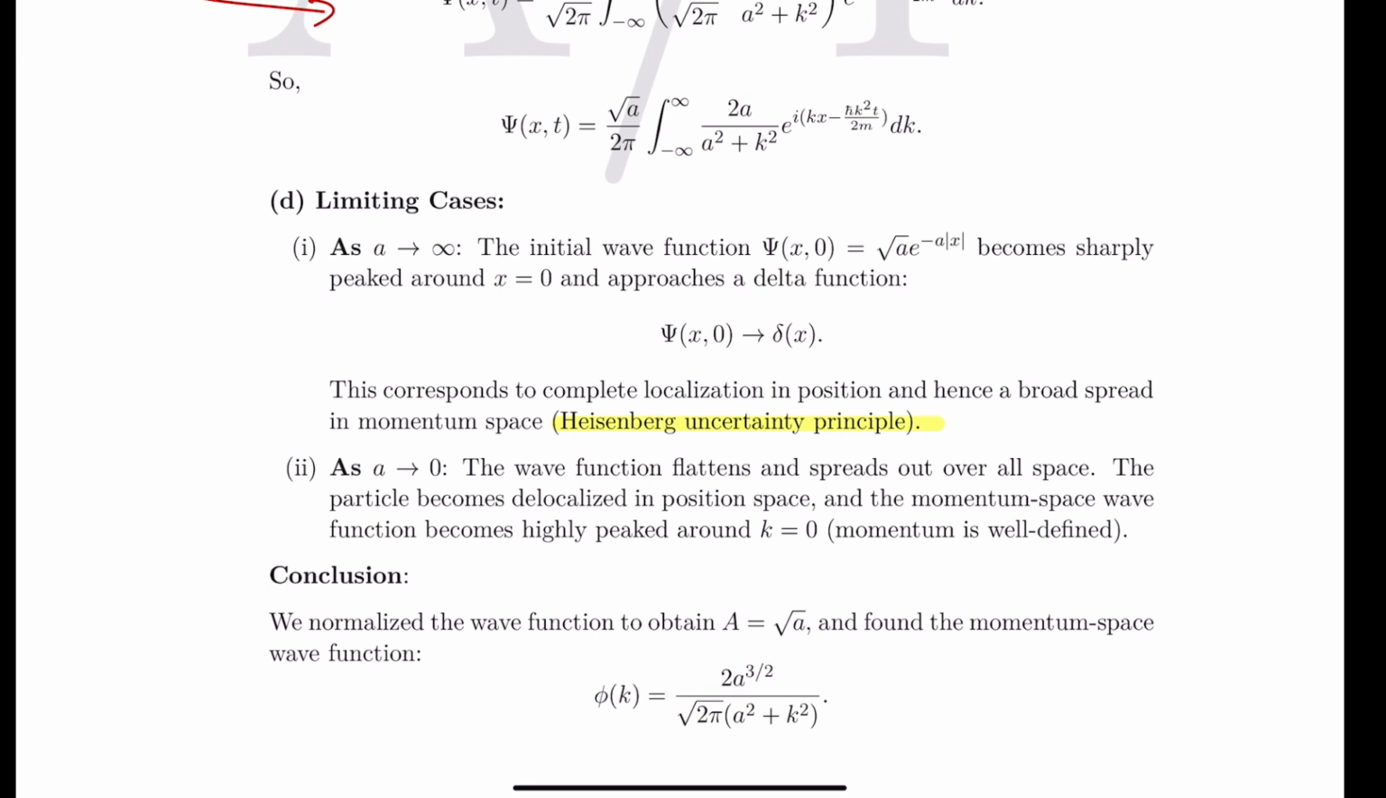Now let us try to evaluate the limiting case. First, when a is very large, that means it tends towards infinity, the initial wave function psi as a function of x and 0 is root a exponential minus a absolute value of x, and it becomes sharply peaked around x equals 0, and it approaches the delta function. So let me tell you, this is what we will find.